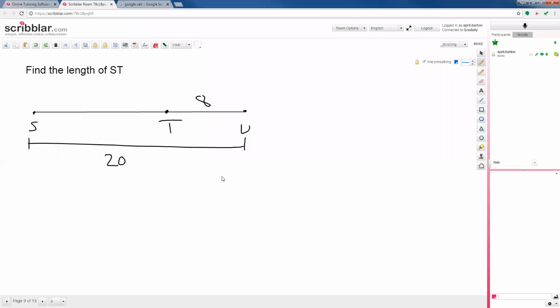They can also give you the entire piece and then part of the line, and they want the other piece. If we want the length from S to T, what should we do with the 20 and the 8 to get that little piece?